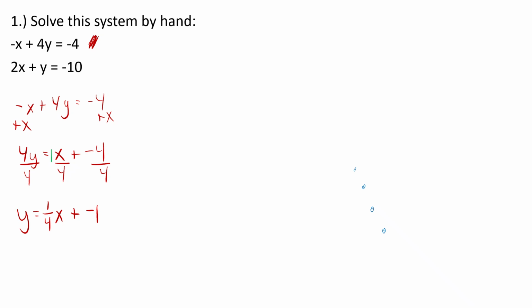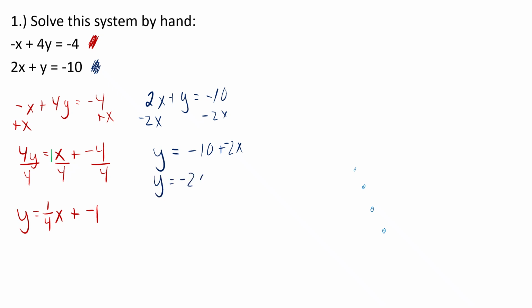Okay, now let's look at the blue graph. We're going to put this one in slope-intercept form. Also, this one's going to be simpler. We're going to subtract the 2x. 2x minus 2x is 0. And then same deal with this. I could do -10 minus 2x or plus -2x, but I want that in slope-intercept form, so that's going to be -2x plus -10. Okay, and that one's a little bit more straightforward.